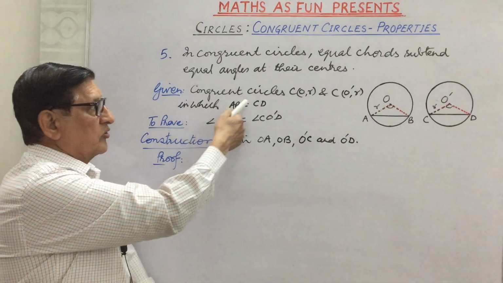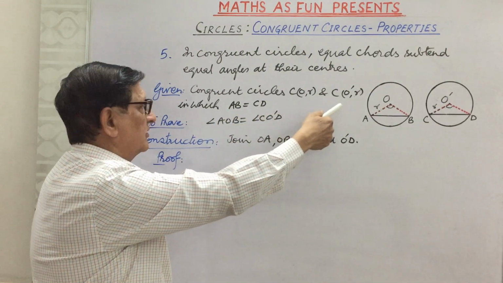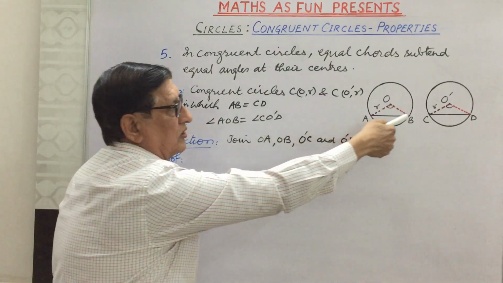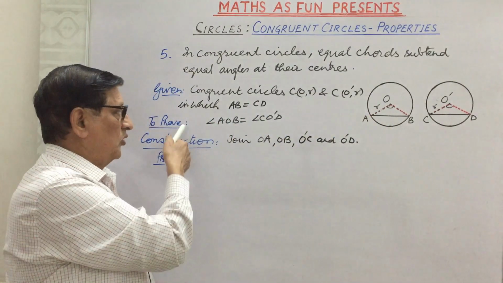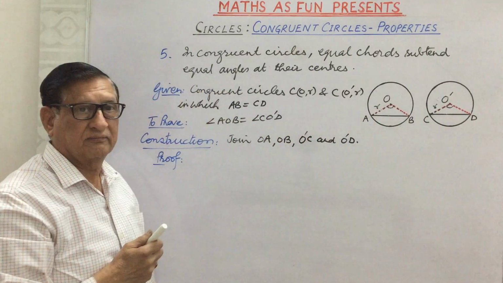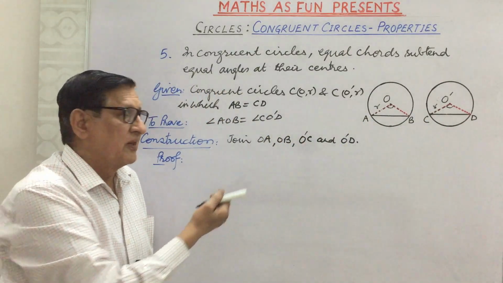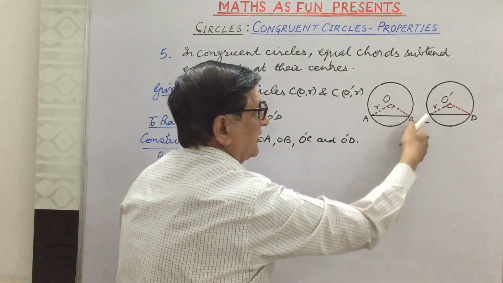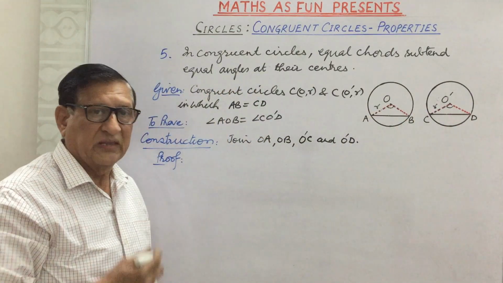Given congruent circles C(O, R) and C(O dash, R), in which AB is equal to CD. To prove angle AOB is equal to angle CO dash D. And the construction we have: join OA, OB, O dash C and O dash D. Now comes the proof.